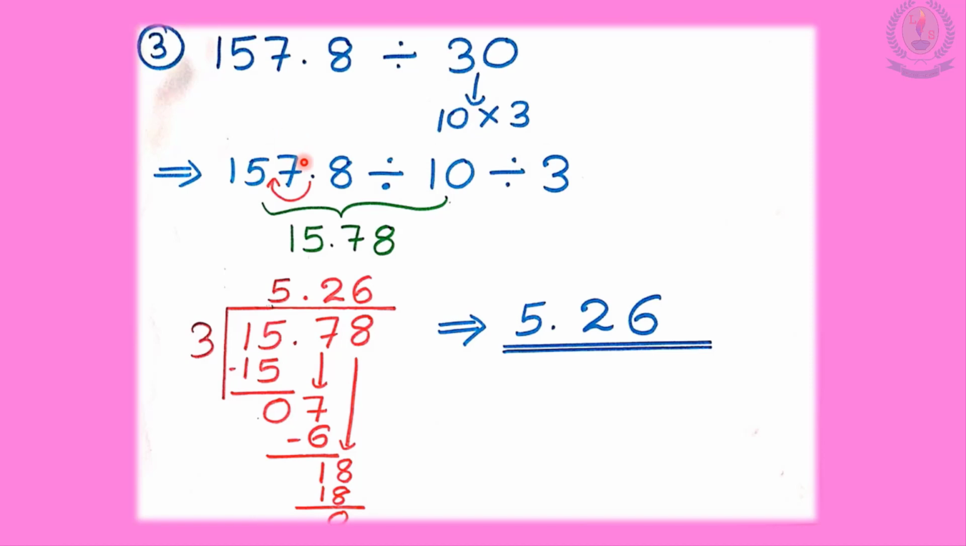Right, so here the first step is 157.8 divided by 10. You did that part. As we already learned, we have to take the decimal place to the left-hand side by 1 digit. Then the answer is 15.78. But that is not the correct answer. You have to divide that answer by 3 further. Right, then finally we are getting the answer as 5.26.